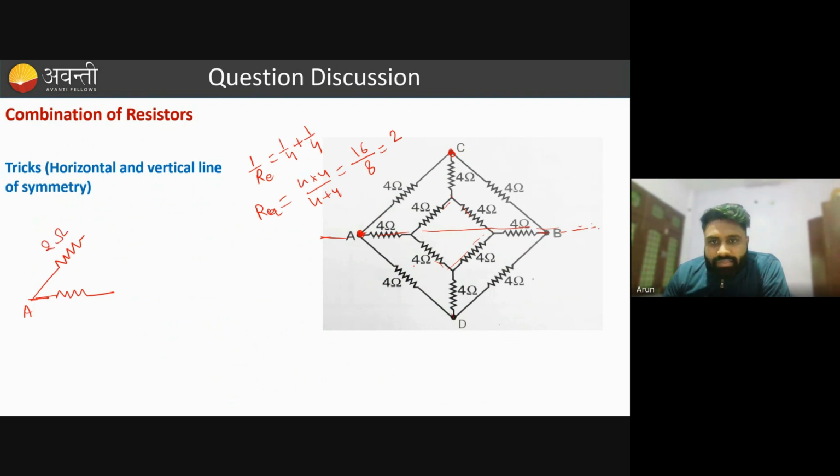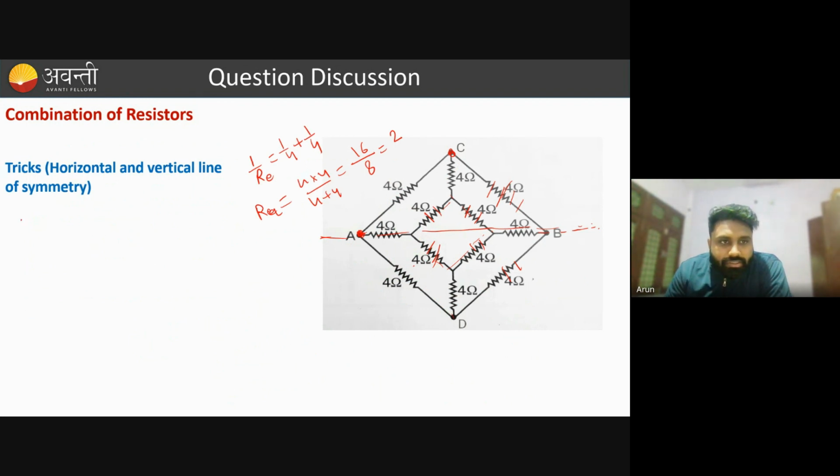Okay, the same thing will happen with this branch and this branch. Same thing happens with this branch and this branch. Got it? So this type of question is of horizontal and vertical symmetry.